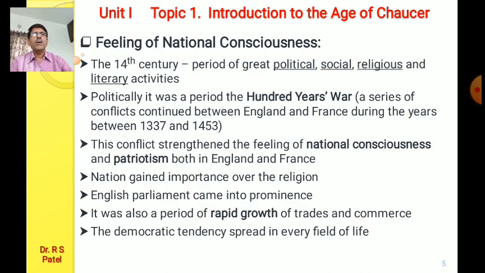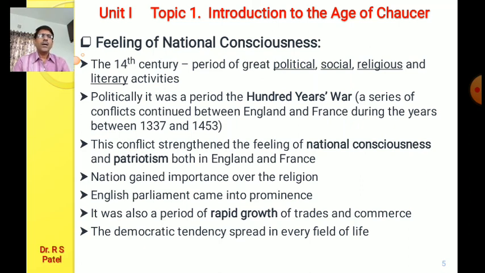Now we are going to see the characteristics of this age of Chaucer. What was the condition of the society? How was the politics? How was the condition of trade and commerce, agriculture? All these things are to be understood. Then the characteristics go on with the condition of women, what kind of literature was written and published, the condition of religion, how was the condition of the church, it is to be understood.